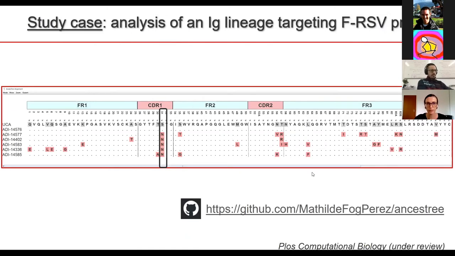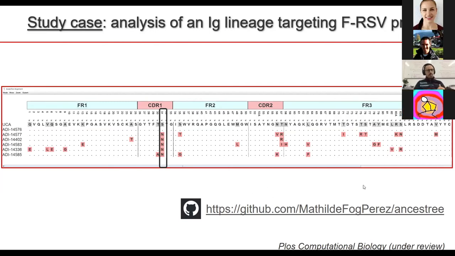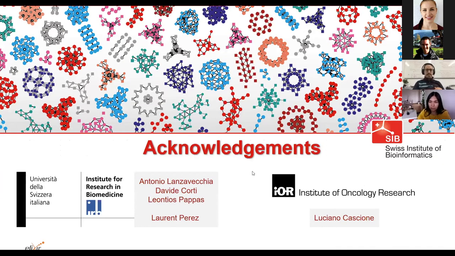So please go to my GitHub webpage where you can download the program. It's a jar file. It's very easy to install, and there is also documentation. I thank you all for your attention.